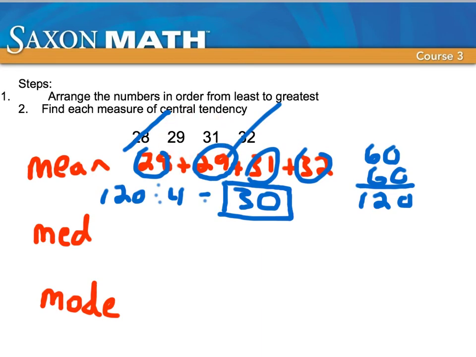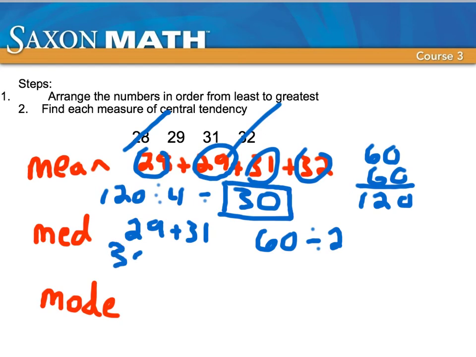When I have two numbers in the middle, again, I have to find the average of those. So I have to add them up. 29 plus 31, that's 60. And then I have to divide by how many there are. Well, there were two numbers. So I add those up and divide by 2. 60 divided by 2 gives me a median of 30 again. Or I could just ask myself, what's halfway in between the two middle numbers? What's halfway in between 29 and 31? And that's still 30.